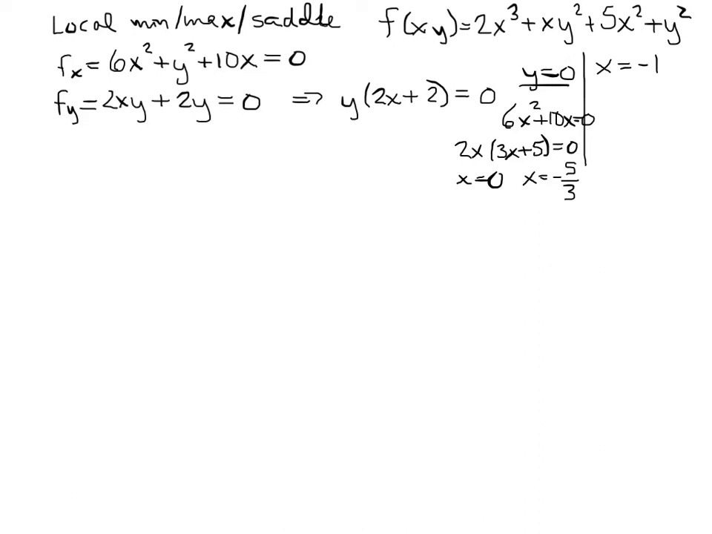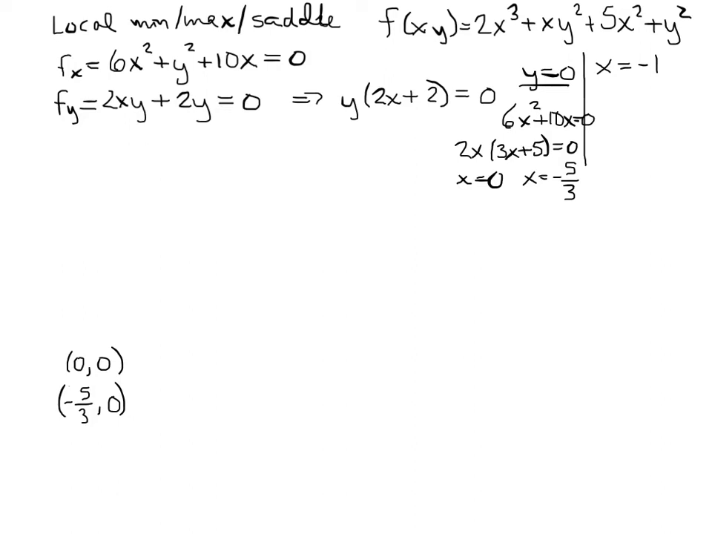So I now have two different equilibrium points from this. I'm going to write them kind of down lower on the page. I'm going to leave some room to find that determinant. But here are my equilibrium points. So far, I have 0, 0, and negative 5/3, 0. Okay, so there's two equilibrium points.